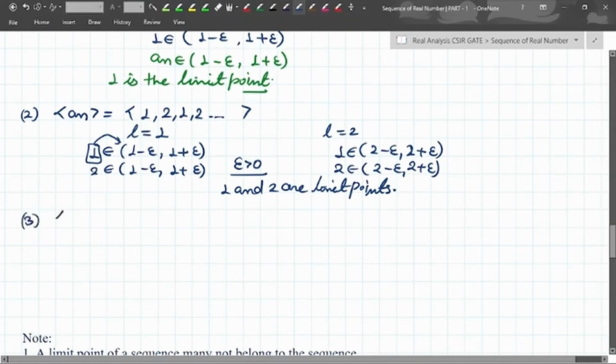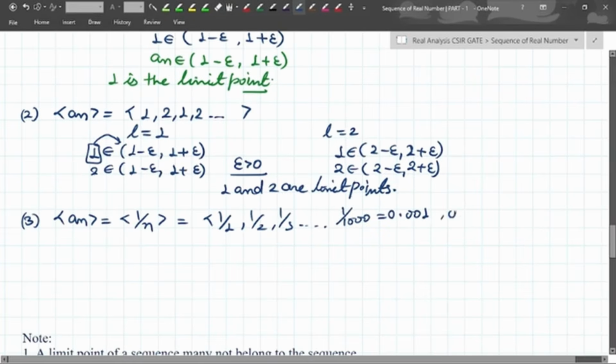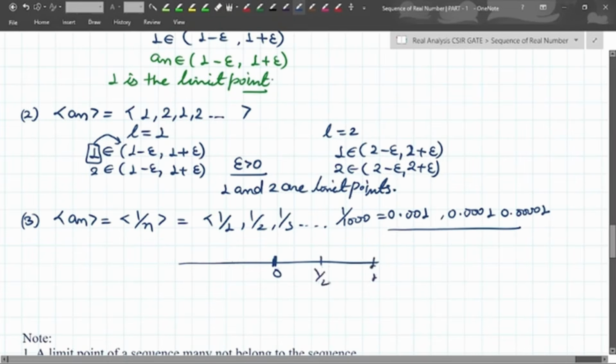For example, if I take a_n equal to 1 by n, it means 1 by 1, 1 by 2, 1 by 3. If I take 1 by 1000, then it is 0.001, then 0.0001. All these points, just see on the number line how it will look. It is my 1, it is 1 by 2, it is 1 by 3 here.